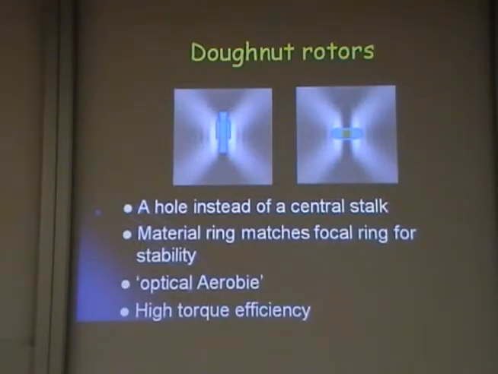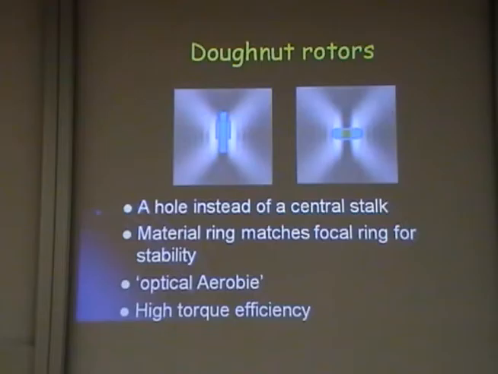But what if you produce something like this? Instead of having a stalk, I now have a hole in the middle of the structure. And the material ring, which will be built, matches the focal ring for stability. So Norman gave it the name optical aerobie.